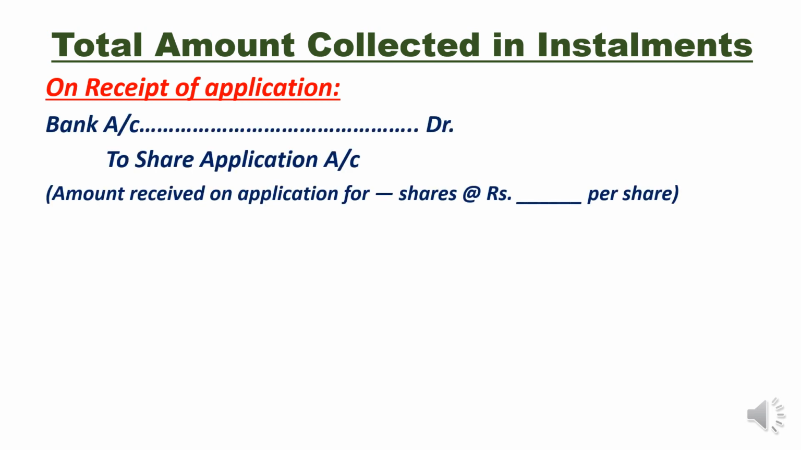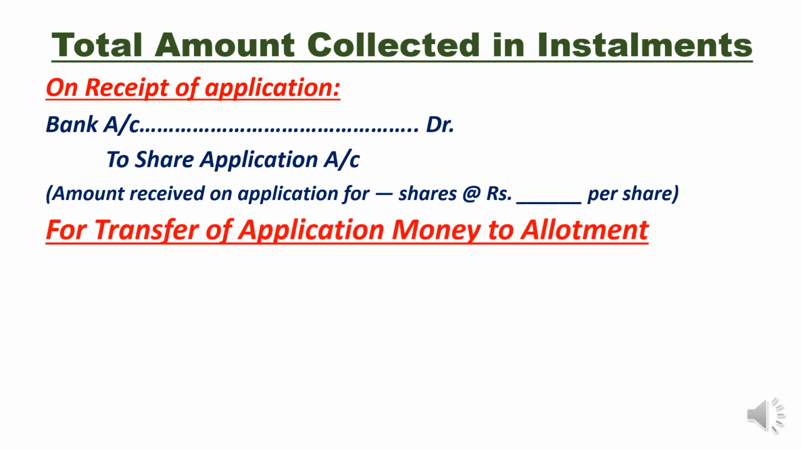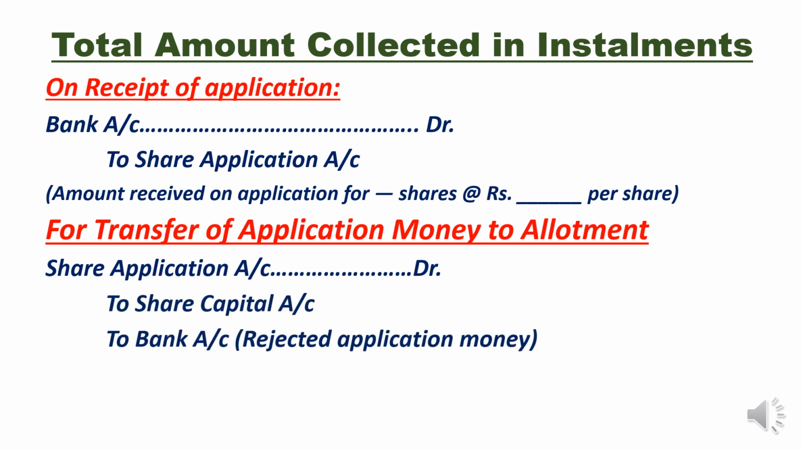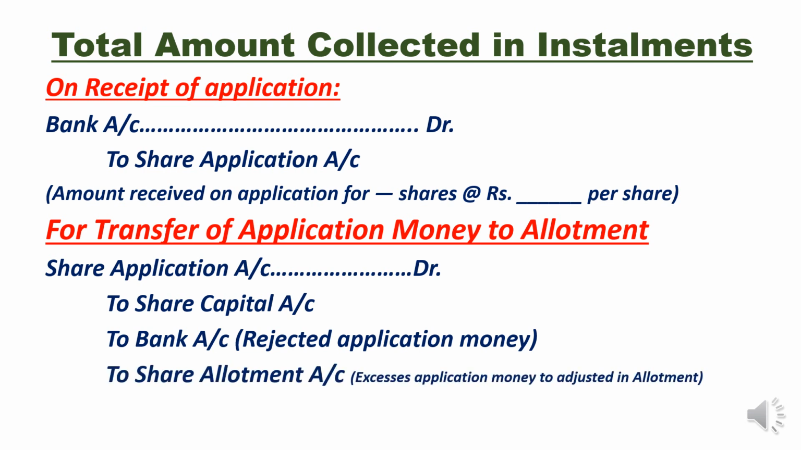Next, if the total amount is collected in installments such as application, allotment, first call, second call, final call, and so on, that will be given in the question. Accordingly, we must pass the journal entries. So the first journal entry is on receipt of application money, that is Bank account debit to share application account. Here we call it only application because we are splitting the amount in the form of allotment and first and final call. So the first entry is Bank account debit to share application account. The second entry is for transfer of application money to allotment. The application account will get closed by debiting. So share application account debit to share capital, to bank with rejected applications, to share allotment.